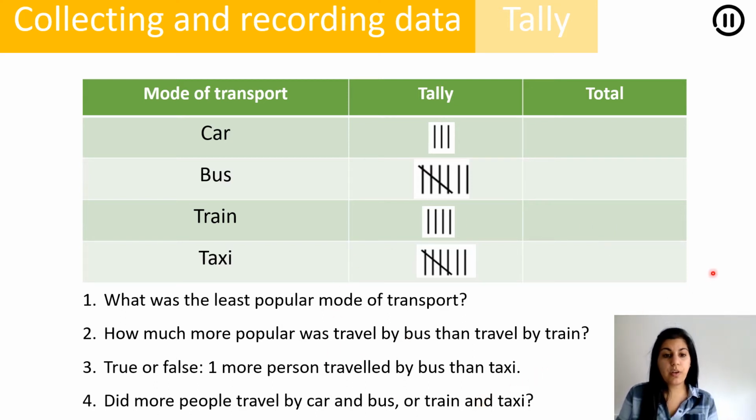and then see if you can answer these questions. So our first question is, what was the least popular mode of transport? Number 2, how much more popular was travel by bus than travel by train? Number 3, true or false, 1 more person travelled by bus than by taxi? And number 4, did more people travel by car and bus or train and taxi? So I want you to pause the video now, fill in the total column and have a go at answering the 4 questions. Okay, should we see how you got on?